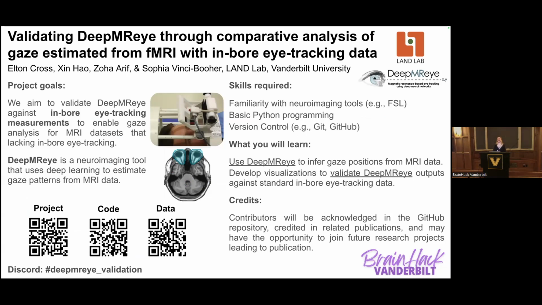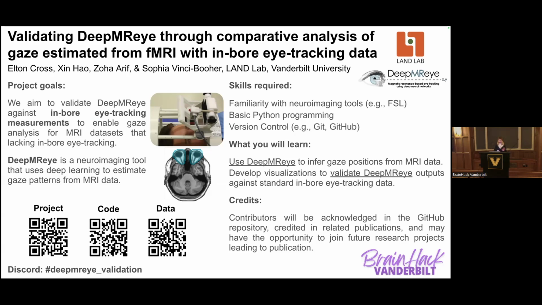Hi, I'm Elton Cross from the Land Lab, and I'm working with my fellow project leads, Ashley Howe, Zoha Arif, and Dr. Vinci Boer, to use a neuroimaging tool called Deep MRI to estimate eye gaze patterns from fMRI data. So essentially, we're using deep MRI analysis of eyeball voxels extracted from fMRI data to estimate gaze patterns during the scan and validating that output through comparison with actual in-bore eye tracking measurements.